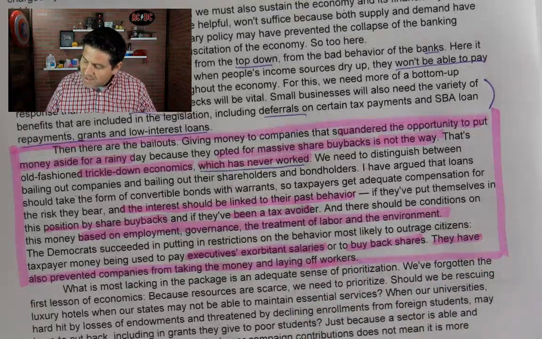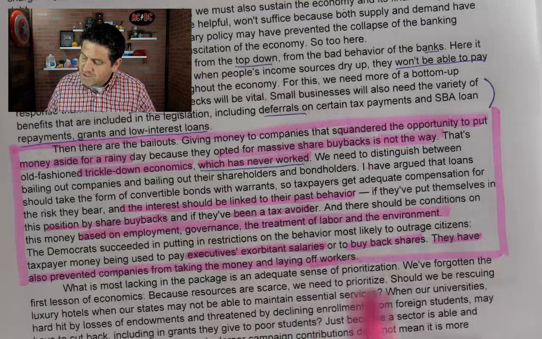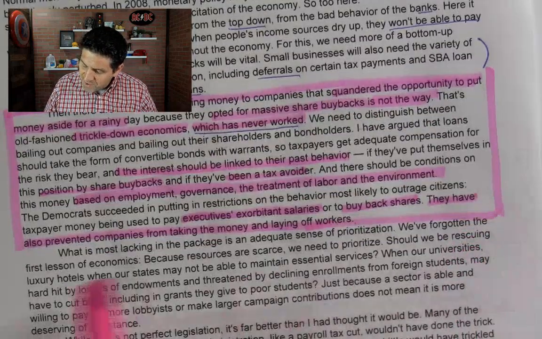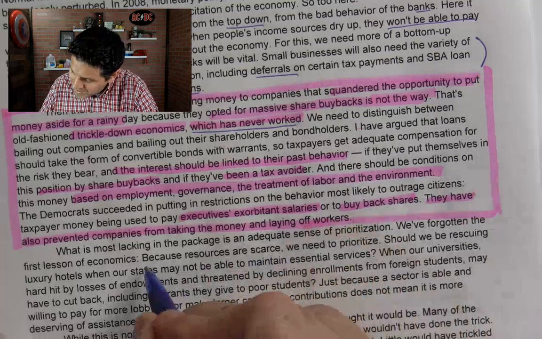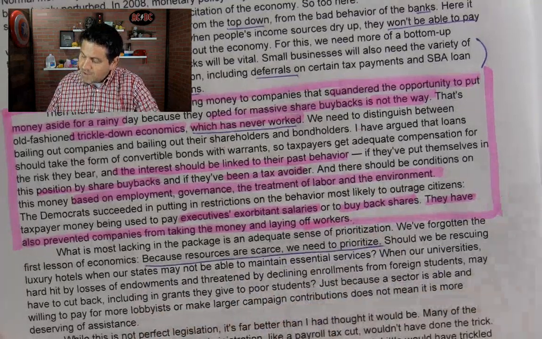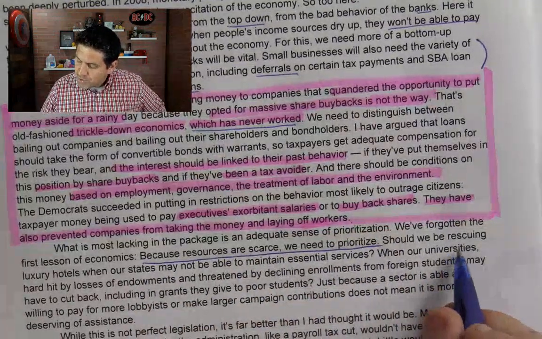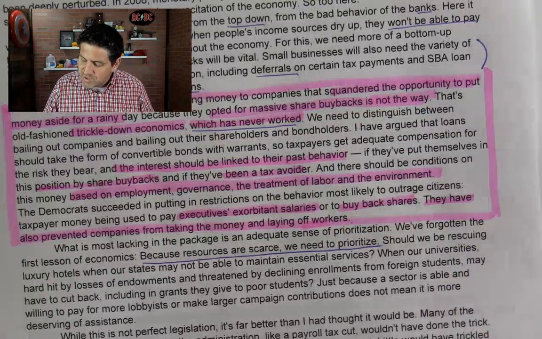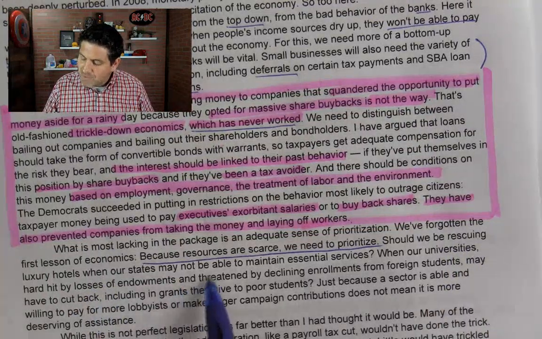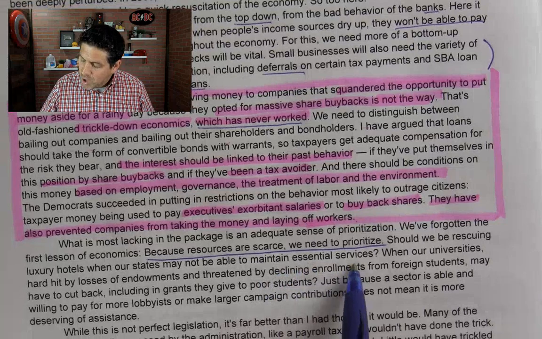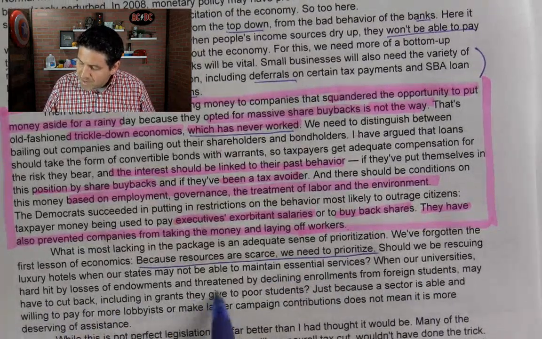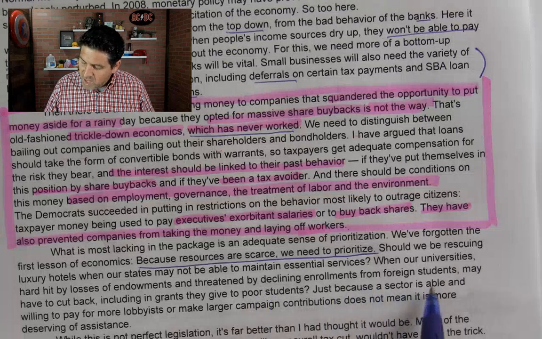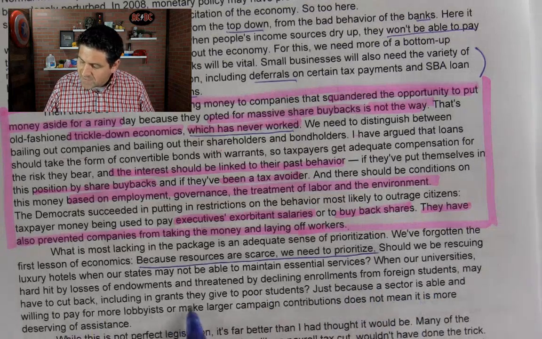What is most lacking in this package is an adequate sense of prioritization. We've forgotten the first lesson of economics. Because resources are scarce, we need to prioritize. Aha! Key to economics. Should we be rescuing luxury hotels when our states may not be able to maintain essential services, when our universities are hard hit by losses in endowments and threatened by declining enrollments from foreign students may have to cut back, including grants they give to poor students?